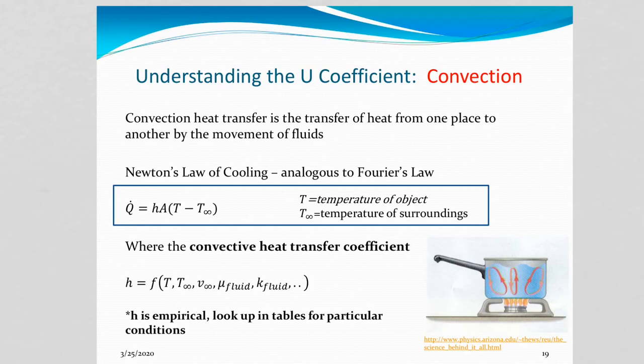H is a coefficient that we can find on tables for certain conditions. There's an example following that slide. And A is the area of transfer, which is in square meters. And you can see here that H, which is empirical, depends on the temperature of the object, the temperature of the surroundings, the viscosity of the fluid, etc., and the K of the fluid.